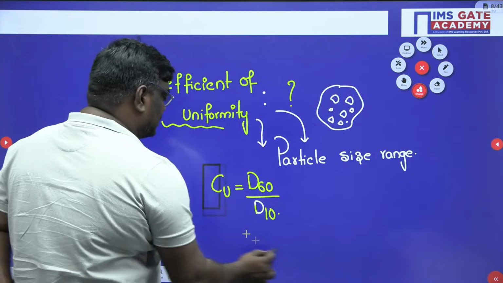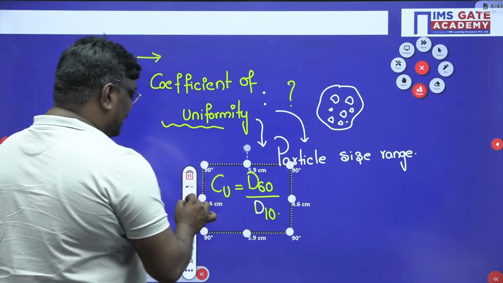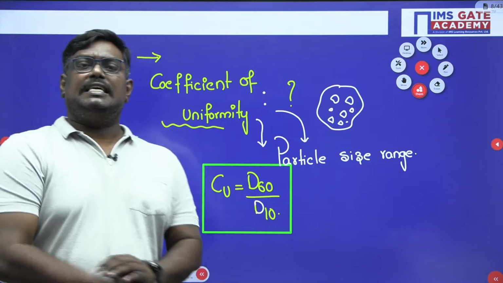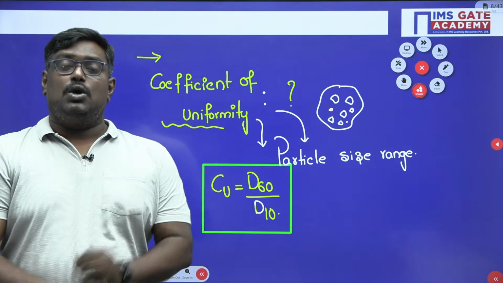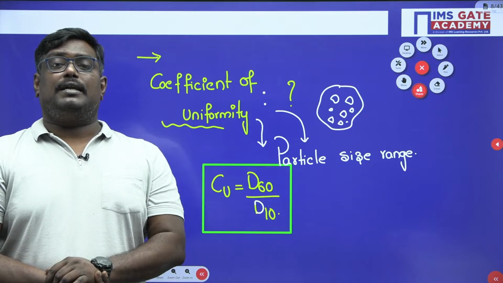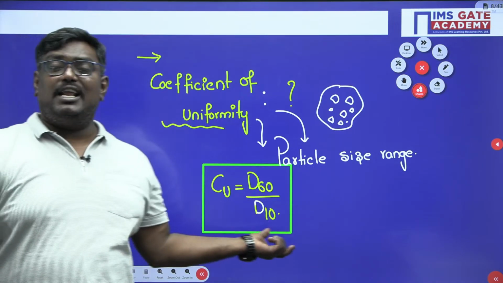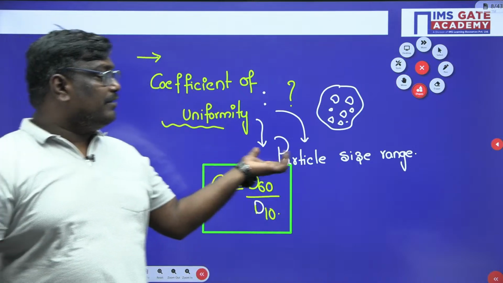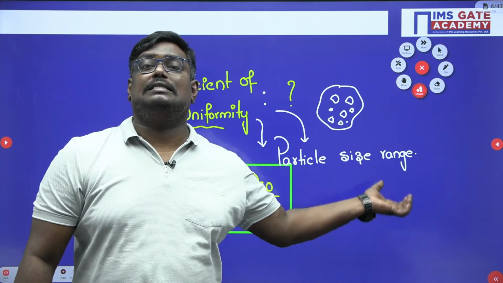Here you might ask me, sir, what do you mean by D60 here? Sir, D60 is nothing but the size of the sieve where 60% of the soil particles are passing. D10 is, as you know, the effective size. So coefficient of uniformity discusses the particle size range.